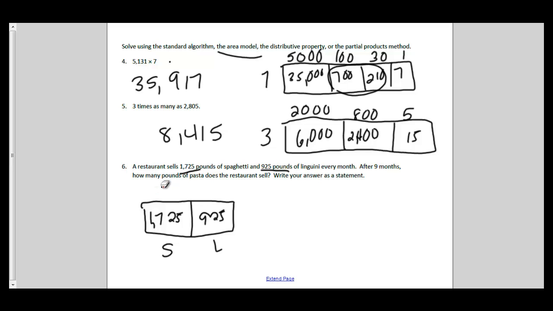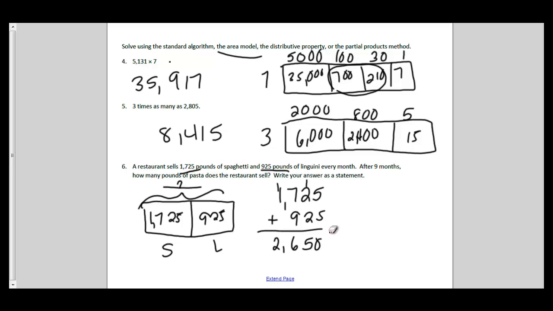So if I'm going to figure out how many pounds of pasta they sold each month, I'm going to have to find a total here. So this is just going to be basic addition. So 1,725 plus 925. So when I add that together, 2,650 pounds of pasta. So this is the abbreviation for pounds. So now this says after 9 months. So if this is 1 month and I want to know 9 months, now I have to multiply 2,650 times 9. Because I don't have that much space, I'm just going to go ahead and do standard algorithm here.